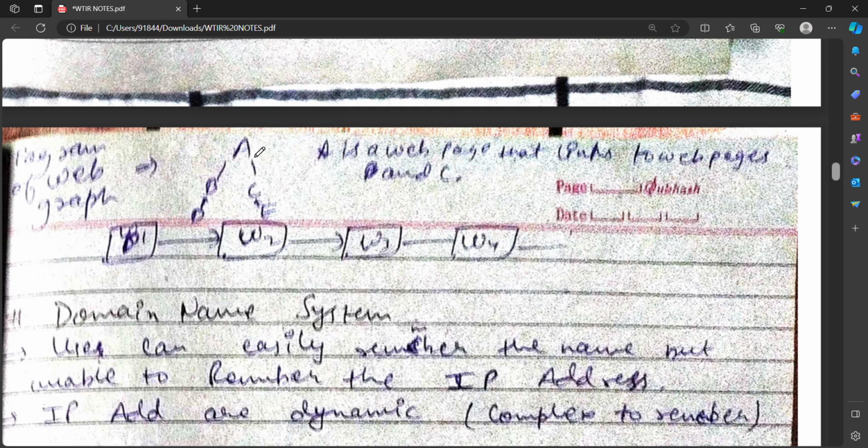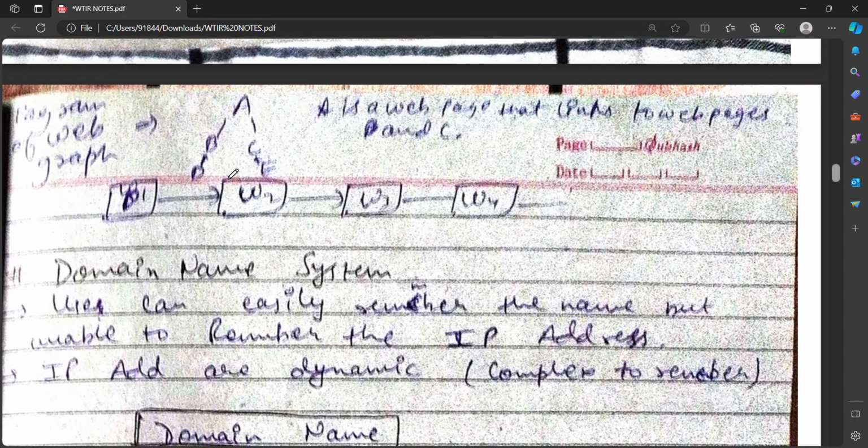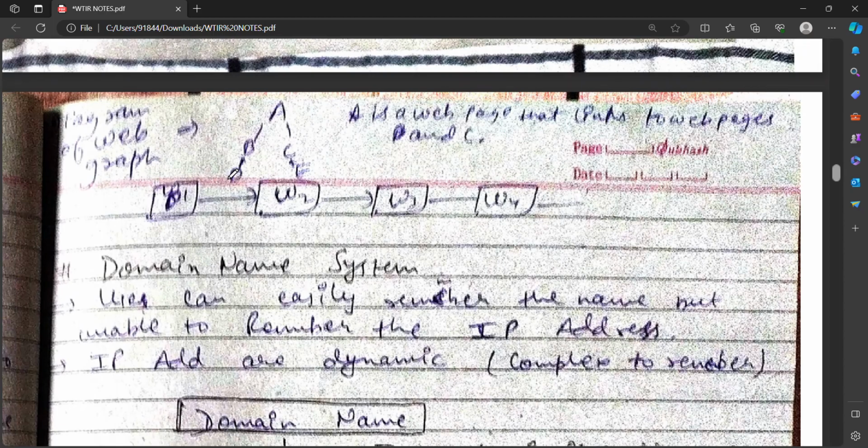Now here A is a web page, acting as a node, and this link, made with the help of a hyperlink, is an edge. So a graph basically consists of two things, vertices and edges. Vertices, or nodes, are our web pages, and the link between them is the hyperlink. Getting it? So this is about the web graph.